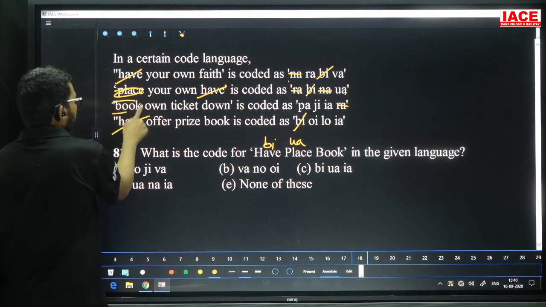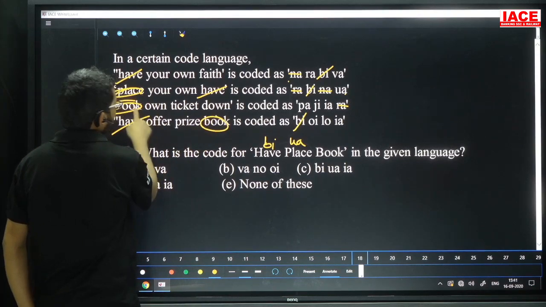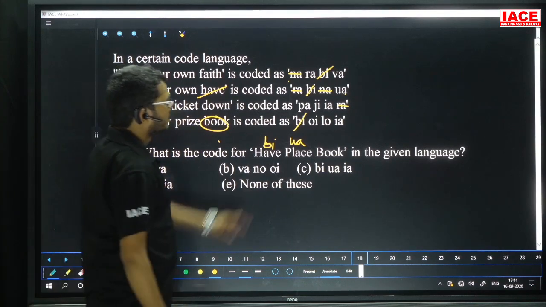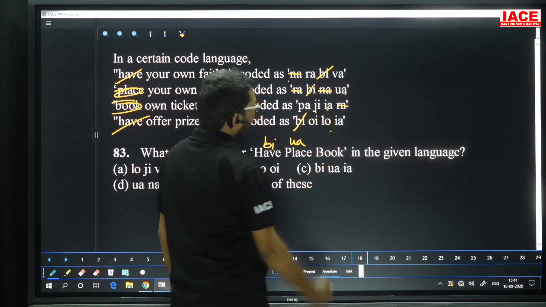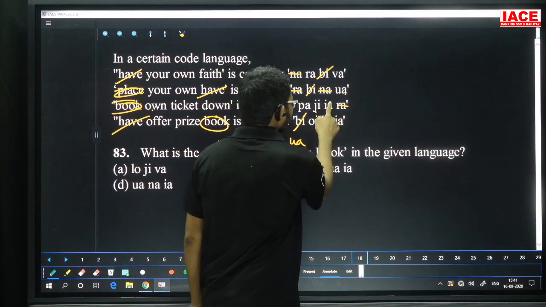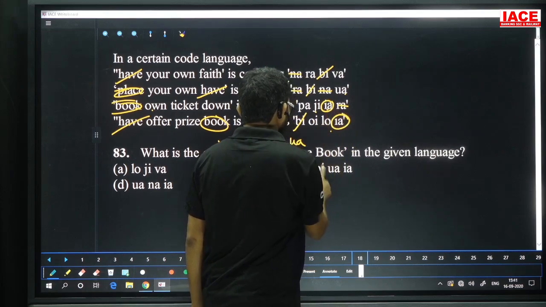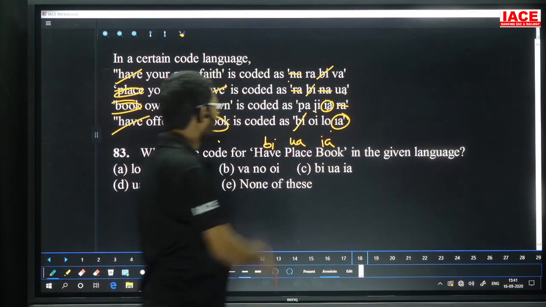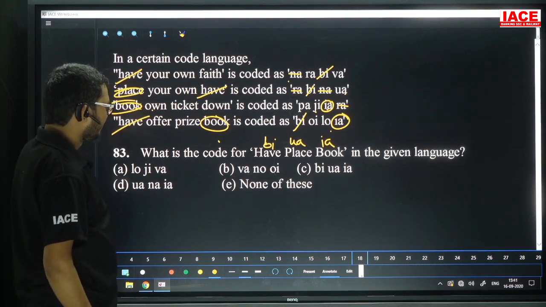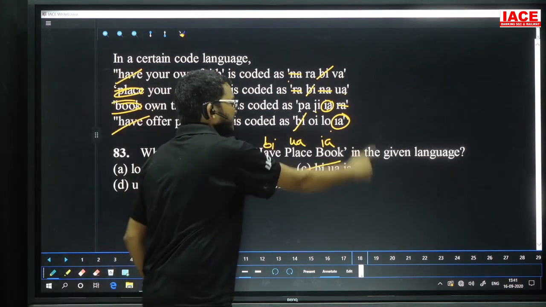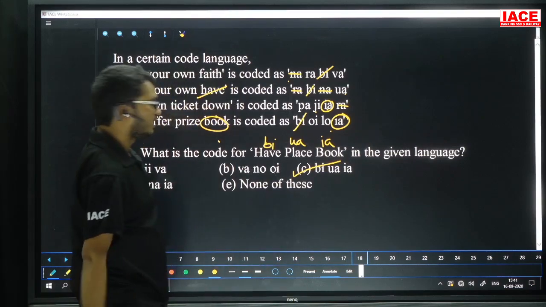Next one is book. Here we are having book. Here also we are having book. Now in these two lines, the common code: PA is not there, J is not there, IA is not there. IA, friends, here we are having IA. Next, here also we are having IA. That means the code for book is IA. So the code for have place book is BI UA IA. The answer is Option C. So question number 83, option C.